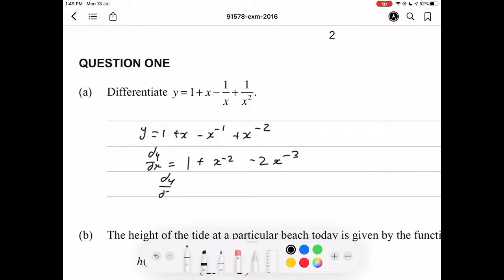And dy over dx equals 1 plus 1 over x squared minus 2 over x to the power of 3. And that will be our final answer for this question. And this is simply just an achieved question here.